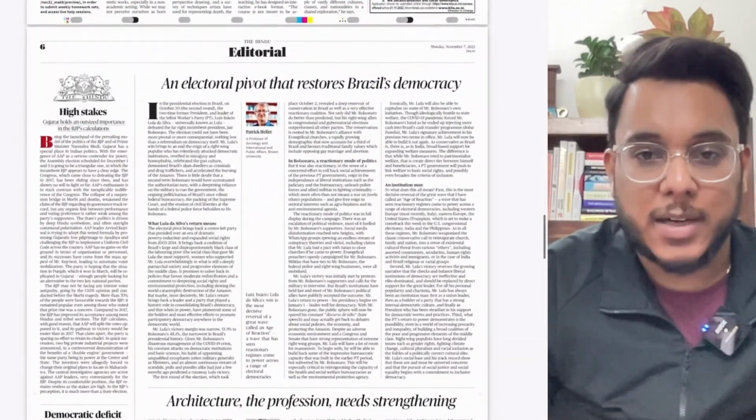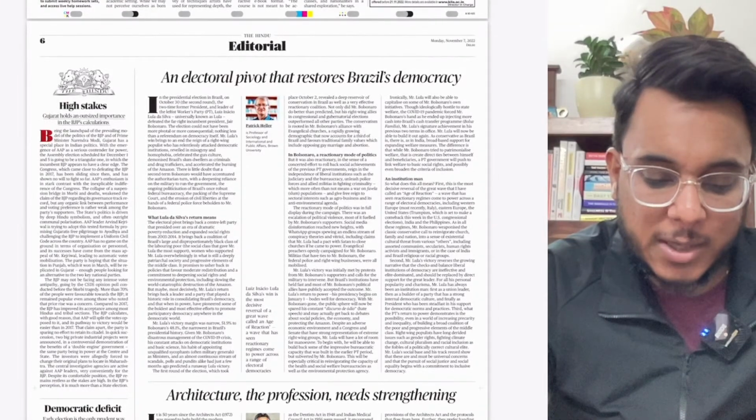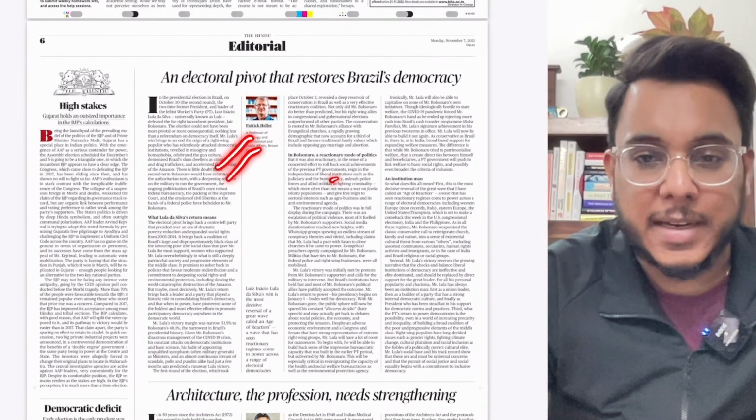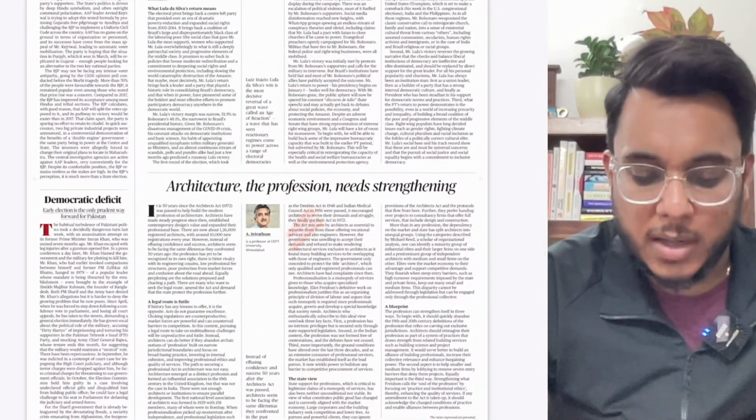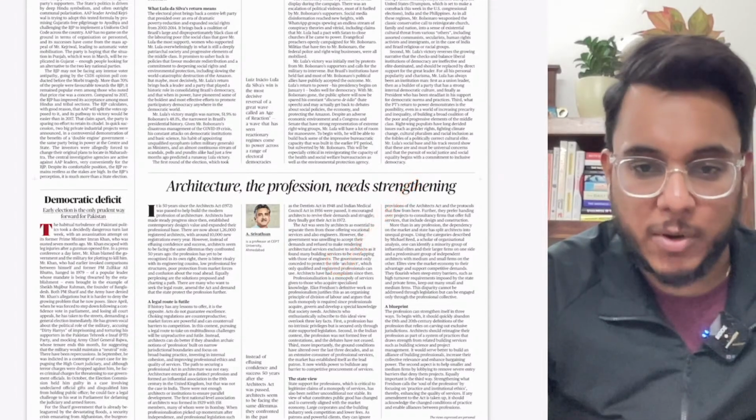Then we reach the editorial page. The first article talks about the electoral pivot that restores Brazil's democracy. We'll see this article. Architecture, the profession that needs strengthening. We'll see this particular article also.